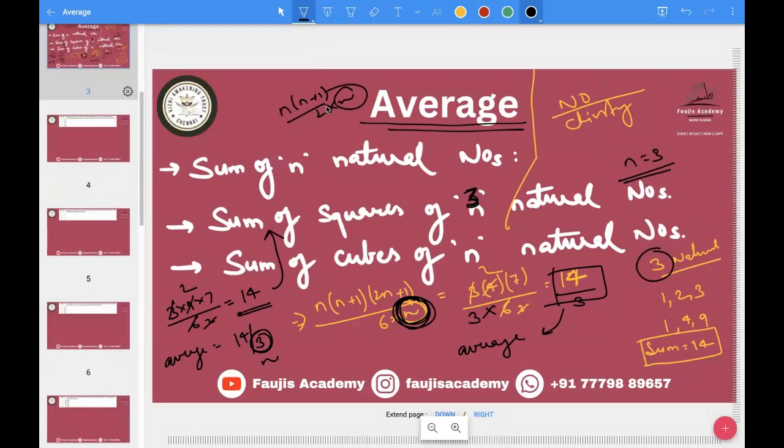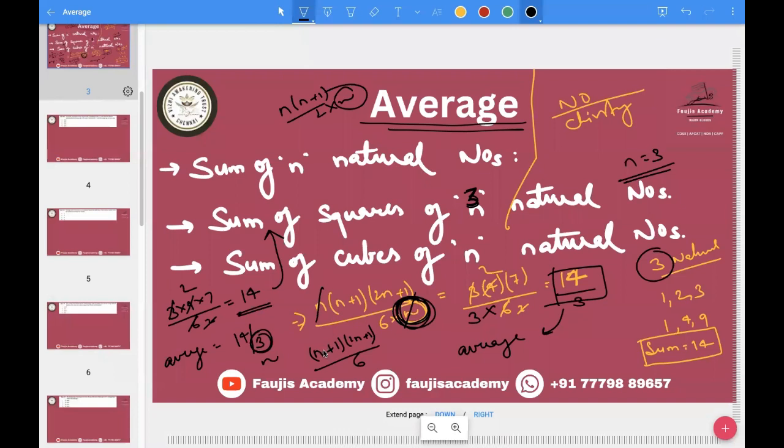Yes, sir. In average, we have to divide it by n, no? Sum of all the observations divided by the number of observations. Right? So this n gets cancelled. So for your average, if somebody asks you n plus 1 into 2n plus 1 by 6, do not remember this formula. It's of no use. Then why am I telling you? Just to know it.